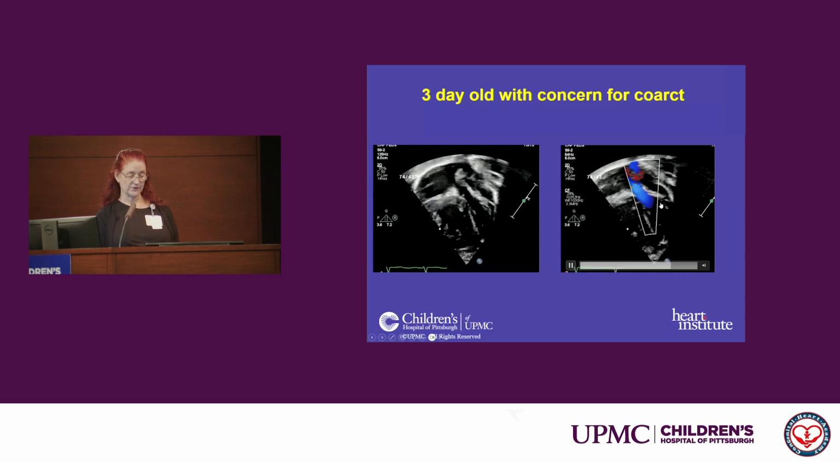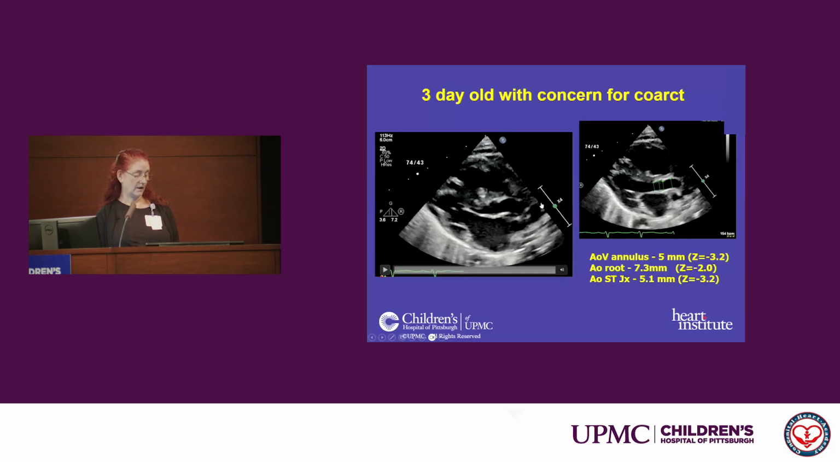When we put color on, there's no flow disturbance in the LV outflow tract. There's no narrowing of that color jet to suggest narrowing. And then there's a small perimembranous VSD with left to right shunting. Here is the parasternal long axis view. I apologize, the playback is a little jumpy, but you can see here is the aortic valve, the sinuses, the sinotubular junction, all of that looks well formed. You can see there's no focal narrowing in the LV outflow tract.